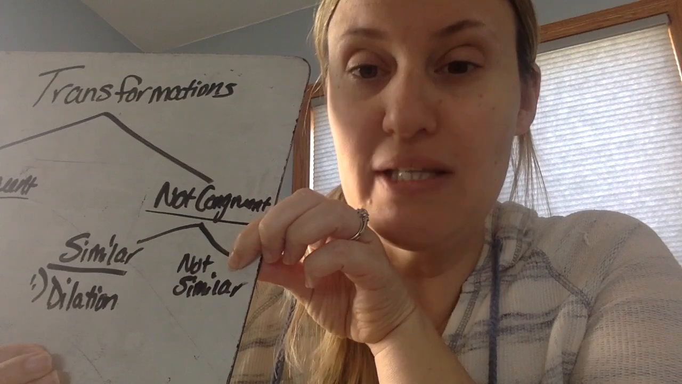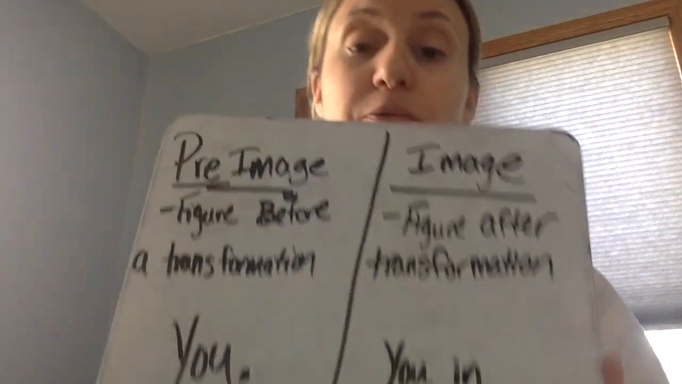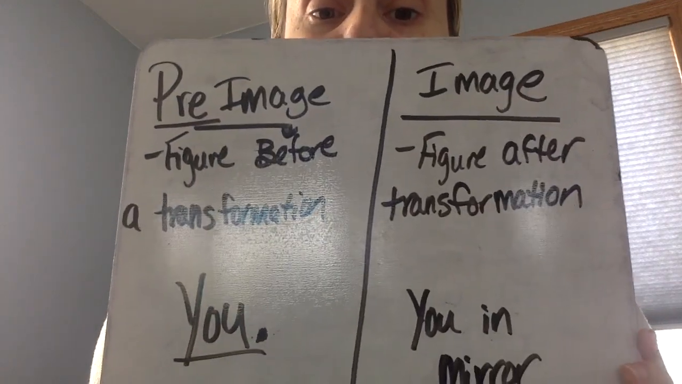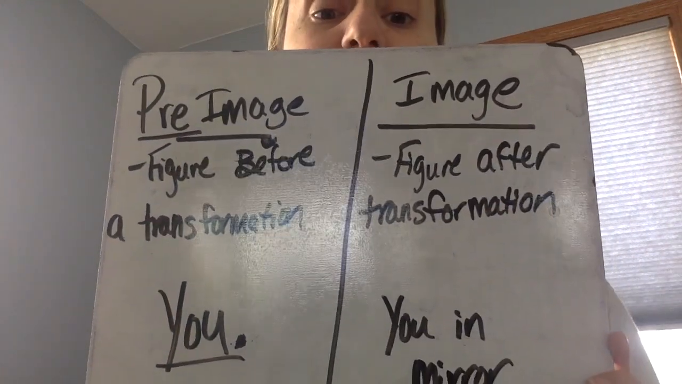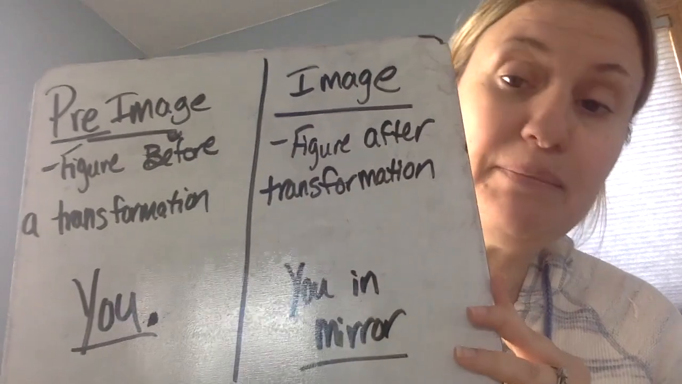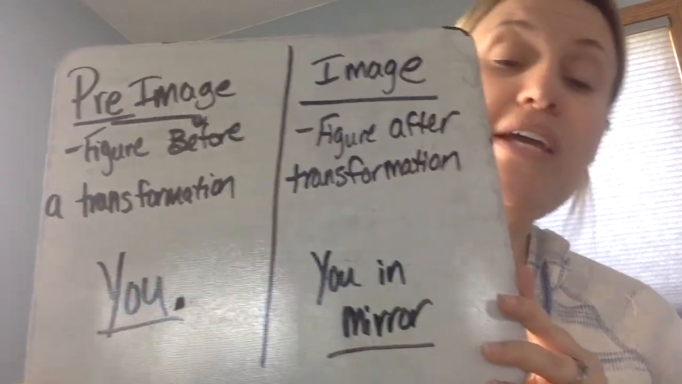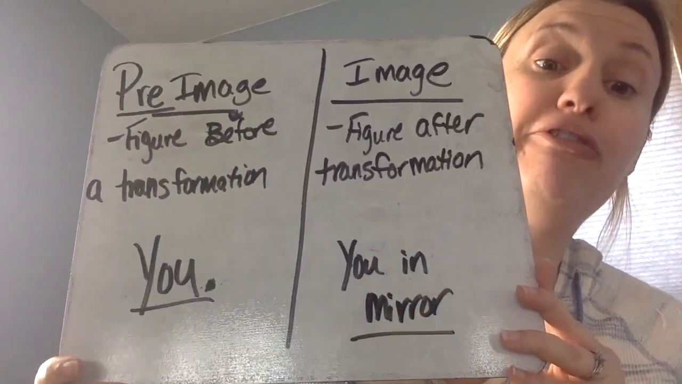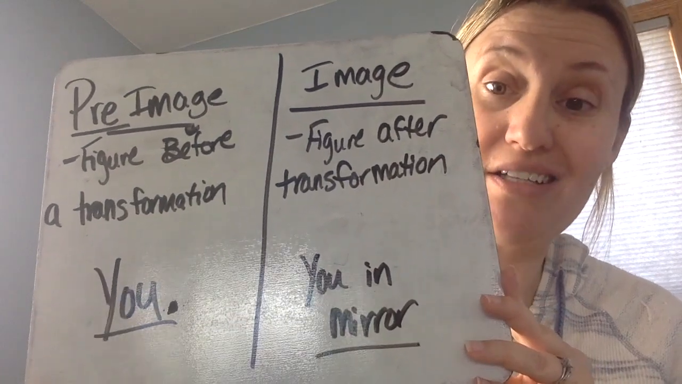So that would kind of be the same thing, where it's not congruent, it's not similar, it doesn't even look the same. All right. Every single transformation has what we call a pre-image and an image. So find those on your vocab sheet. The prefix pre literally means before. So a pre-image is the figure before you do a transformation on it.